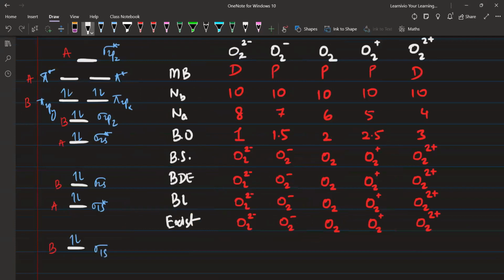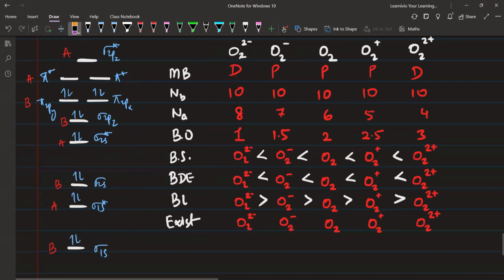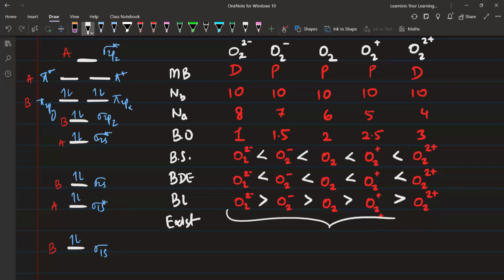Have a look. Bond strength will be highest for O2 positive because it has the highest bond order. Bond dissociation energy will also be higher for this one. Bond length will follow the opposite formula. Regarding existence, we only had to tick or cross. All of these are going to exist, because the bond order is never 0. All exist.